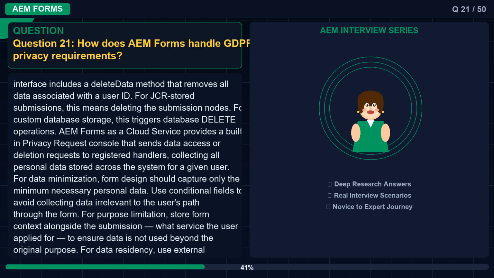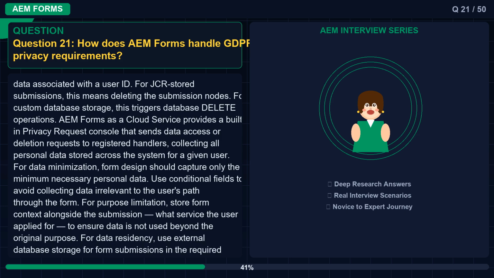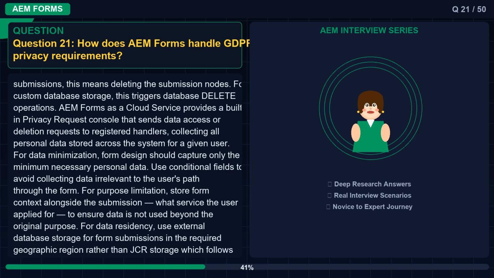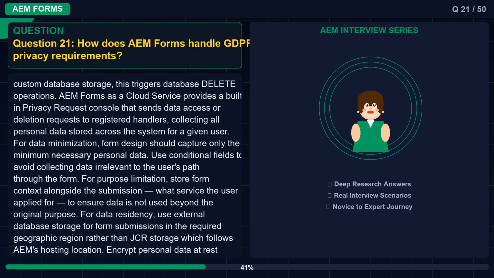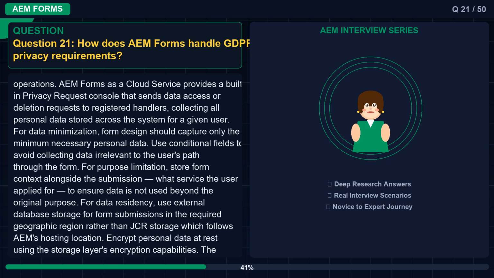For data minimization, form design should capture only the minimum necessary personal data. Use conditional fields to avoid collecting data irrelevant to the user's path through the form. For purpose limitation, store form context alongside the submission, what service the user applied for, to ensure data is not used beyond the original purpose.